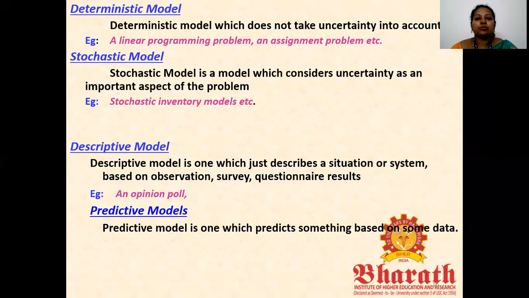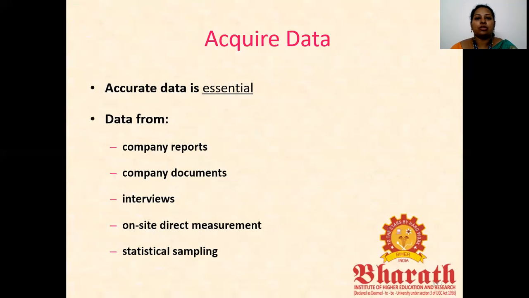The next one is the descriptive model. A descriptive model is one which just describes a situation or system based on observation, survey or questionnaire results. For example, an opinion poll. Then predictive models. A predictive model is one which predicts something based on some data. From the previous result, we can predict some result for any of the model.